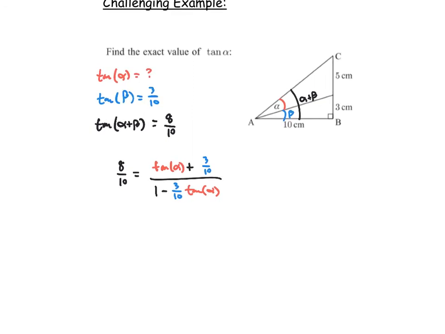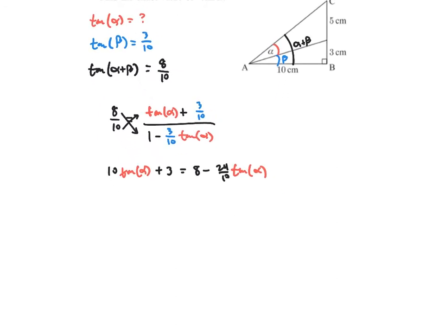Okay, so I'm going to just cross multiply. So I'll do the 10 times tan alpha first. So that's 10 tangent alpha plus 3 would be equal to 8 minus 24/10 tangent alpha. Okay, we're going to solve real quick for tan alpha and see what we get.